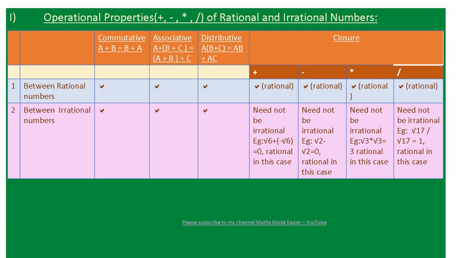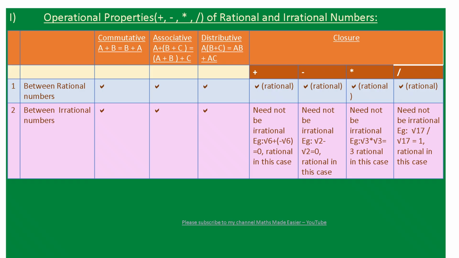If you look into the irrational numbers, between any two irrational numbers, it follows the commutative property. Between any three irrational numbers, it follows the associative as well as the distributive properties, as I have mentioned here. If we look into the closure property between the irrational numbers, if you add any two irrational numbers, it need not be an irrational.